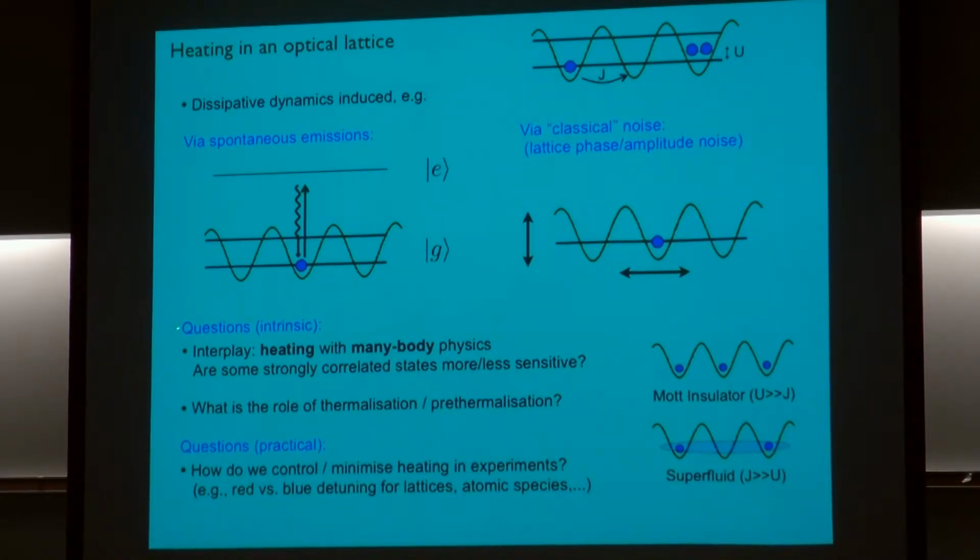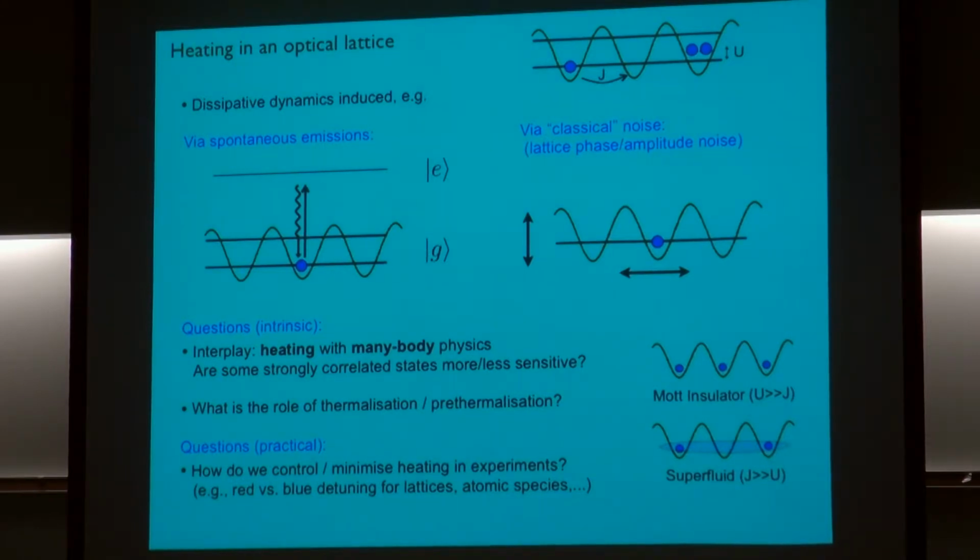So, of course, this then leads to a whole set of intrinsic questions in the dynamics. Firstly, how do these sorts of processes heat the atoms in the lattice? Is there some interplay between the heating and the many-body physics? Do we have some many-body states that are more susceptible to heating than others? Also, what's the role of thermalization here? If we add energy to the system in a spontaneous emission event, does the system simply redistribute that energy amongst all of the atoms and go to a state that looks like it's simply slightly higher temperature? Or does the system in some way remain out of equilibrium? Can it thermalize the energy that's been put into it on typical experimental timescales?